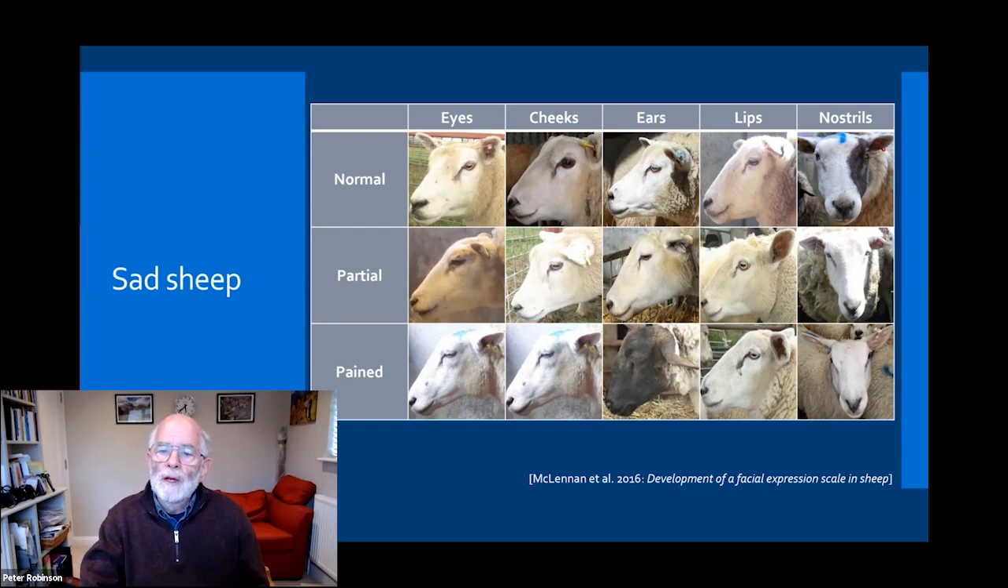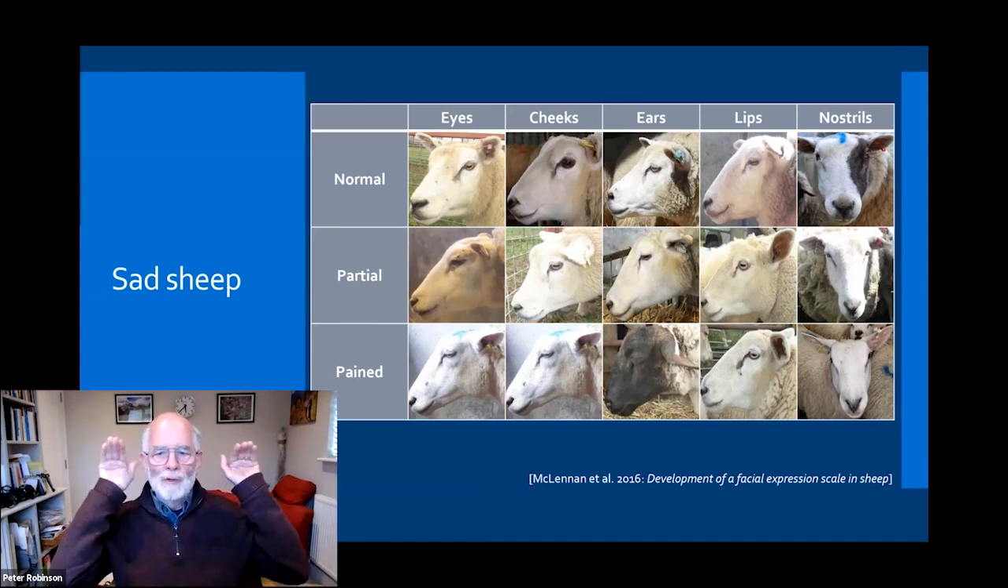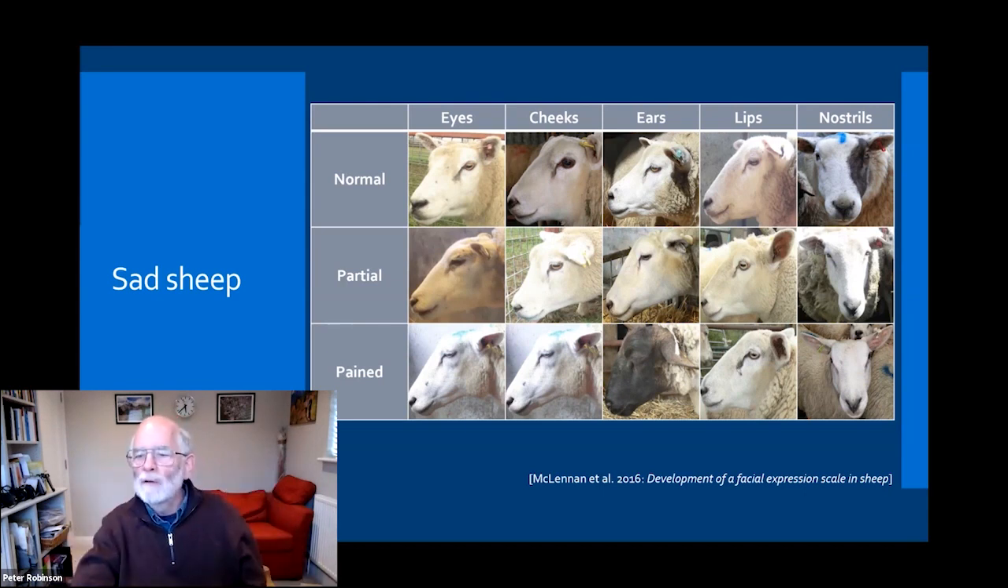And the sort of things that happen are their eyes close. So the top row is healthy animals, and they're getting more and more pain as you work down. So you can see the eyes close into slits, the cheeks draw in, the ears rotate and fold down as they get into pain. The lower lip draws back, and the nostrils move from a shallow U shape in a happy sheep into a sharper V shape in a sad sheep.